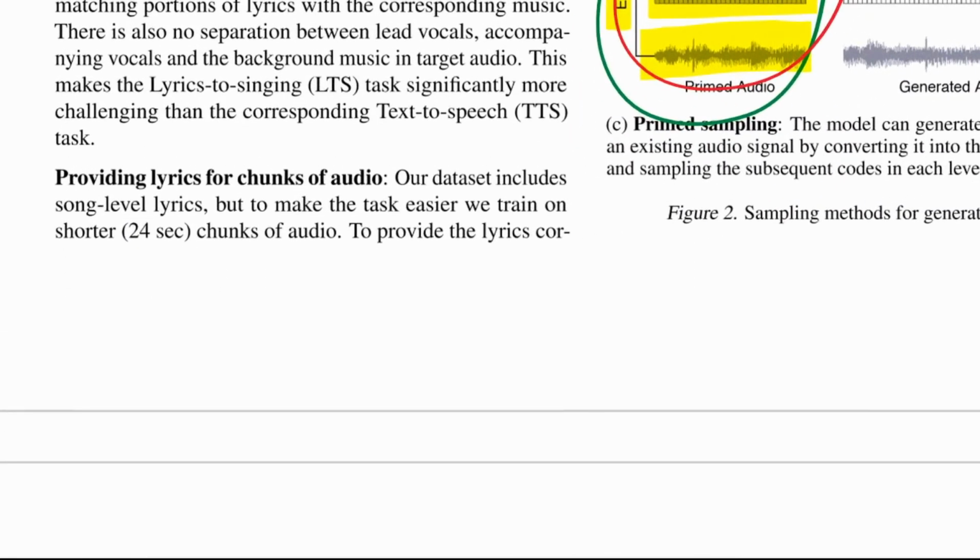They say they always have to provide lyrics for chunks of audio, so our dataset includes song-level lyrics, but to make it easier, we train on shorter 24-second chunks of audio. And this is partly to make it easier for the model, but also partly because those appear to be the limitations of these systems, right? If you have transformers in there and whatnot, 24 seconds of raw audio waveform is a lot.